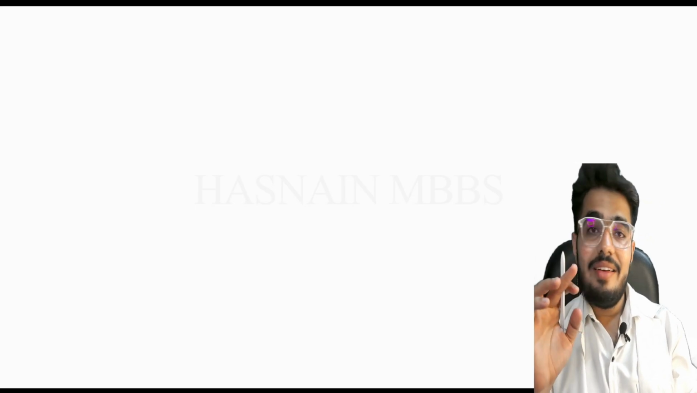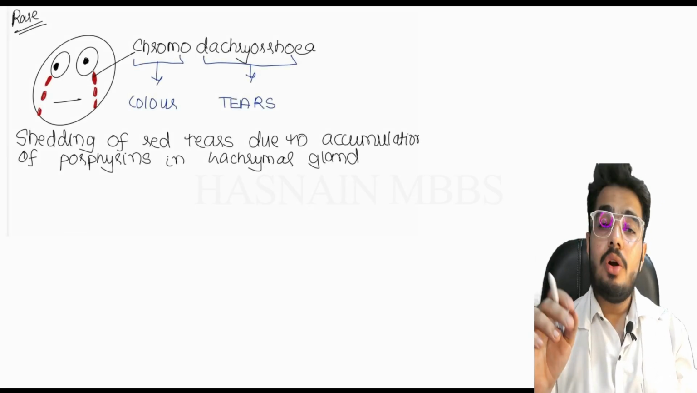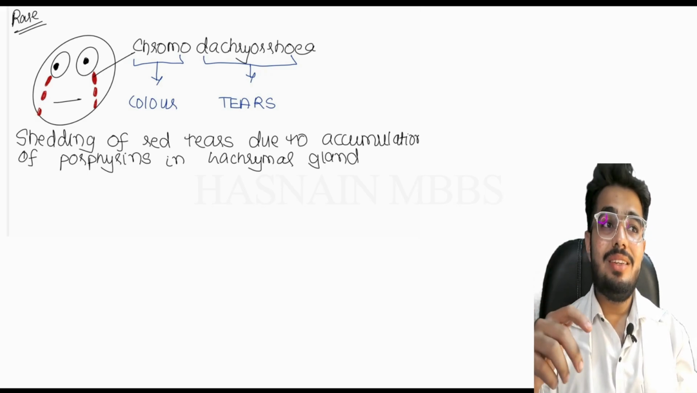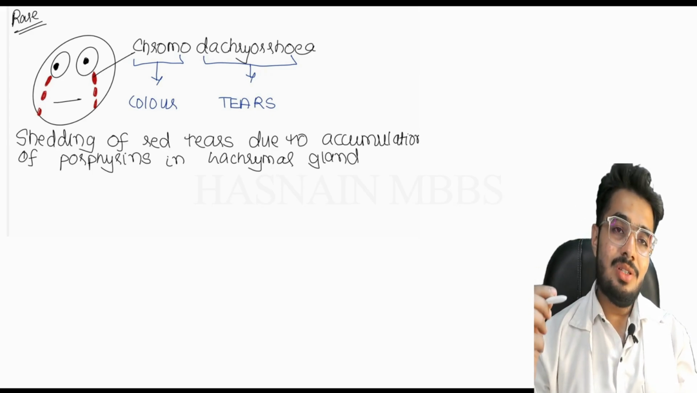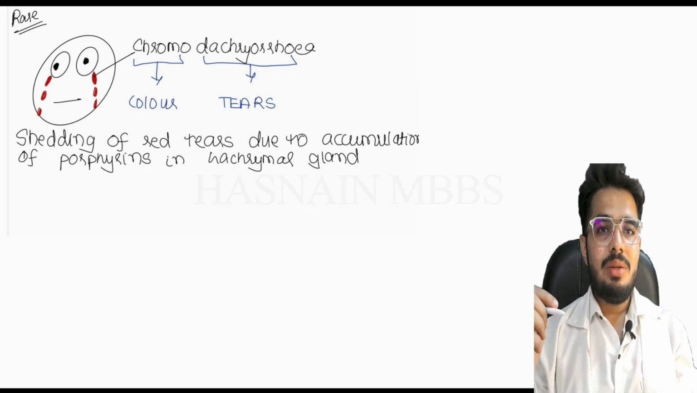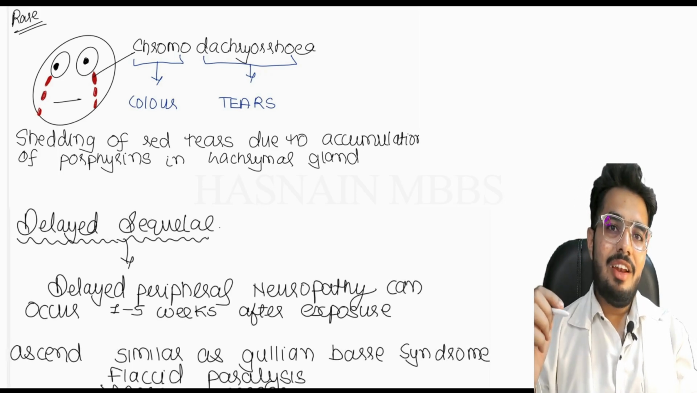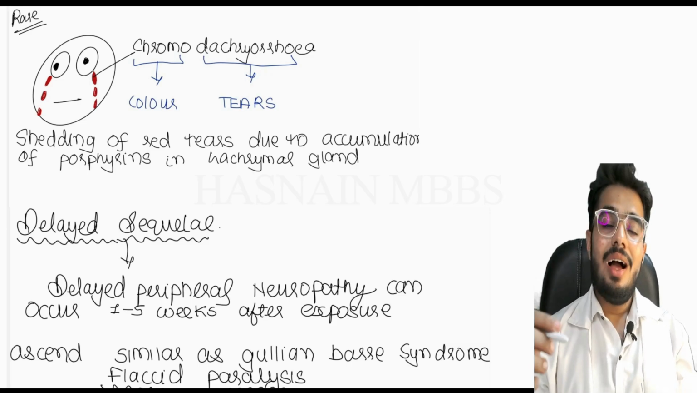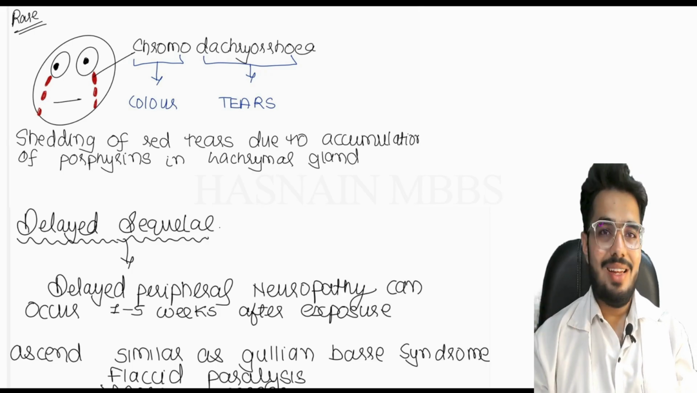There is one rare finding in OP poisoning called chromodacryorrhea. Chromo means color, dacryo means tears. In rare cases there will be red tear shedding from the eye. This occurs because of the accumulation of porphyrins in the lacrimal glands. There is one more thing called delayed sequelae. It is delayed peripheral neuropathy that occurs 1 to 5 weeks after the exposure, and the signs and symptoms are similar to Guillain-Barré syndrome, acute flaccid paralysis.